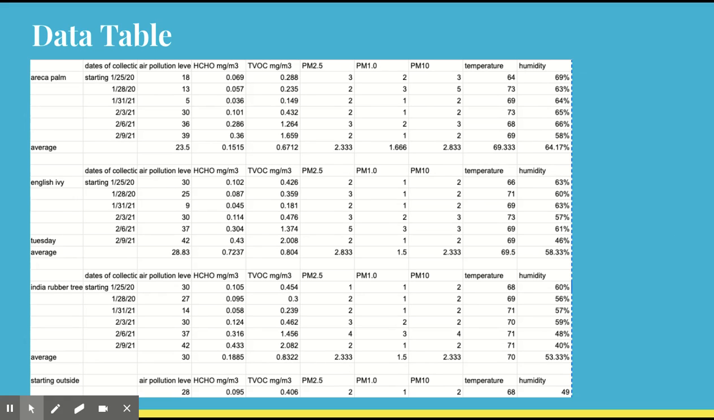Here is my data table. You can see that I tested 6 days and had starting out conditions beforehand. At the bottom of each plant, I took the average and used that to compare my data.